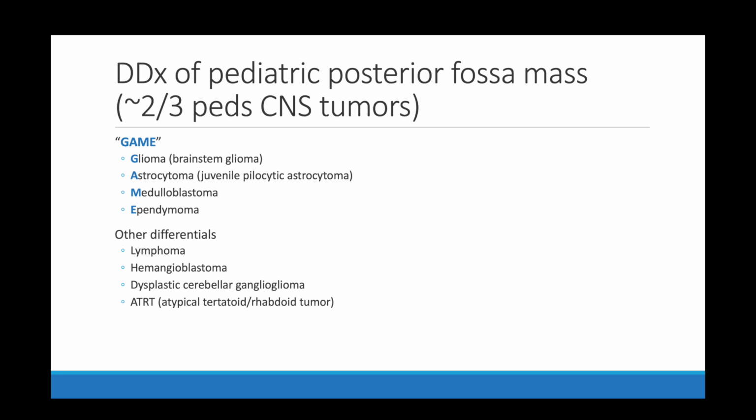and then ependymoma. Other things that can be on our differential that are less common, so lymphoma, hemangioblastoma, dysplastic cerebellar gangliocytoma, and ATRT, which is that atypical teratoid rhabdoid tumor. But I think if you remember the GAME mnemonic, that's a good place to start for your differential of a pediatric posterior fossa mass.